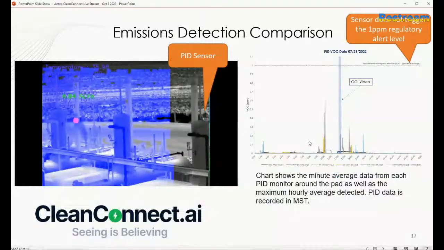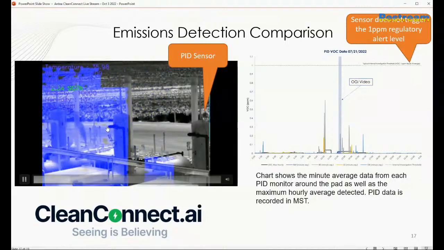Now you may think, what do I need all those cameras on there? Can't I just use sensors, for example? I want to show you the difference. This data actually came from a customer. They had a PID sensor in the corner there, and you can see the difference, right? Their sensor didn't even pick up. It had a maximum of 0.6 parts per million. Our sensor went way off the chart, and it's visual, right?